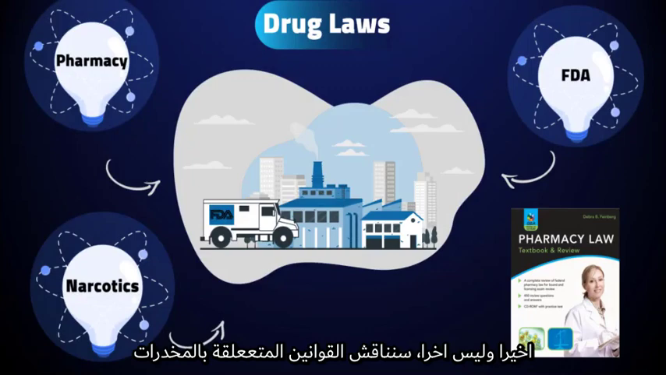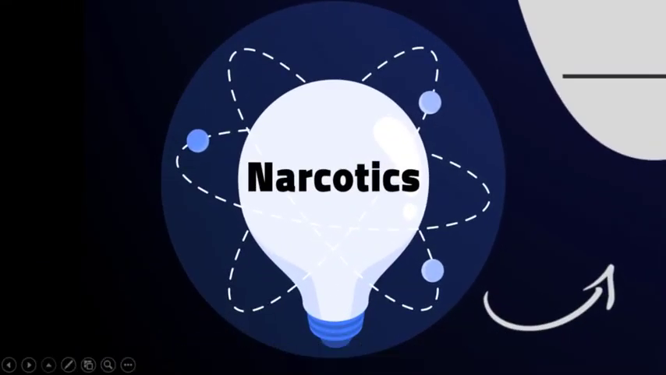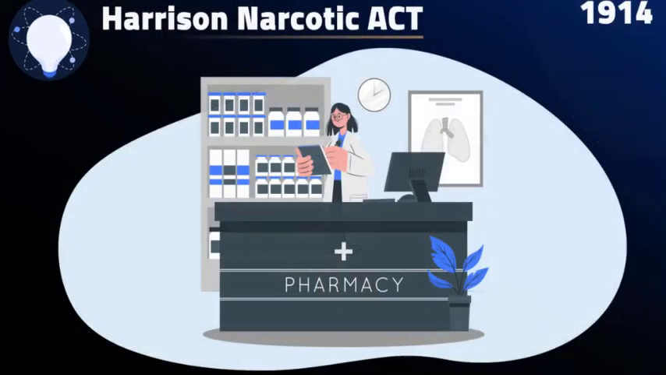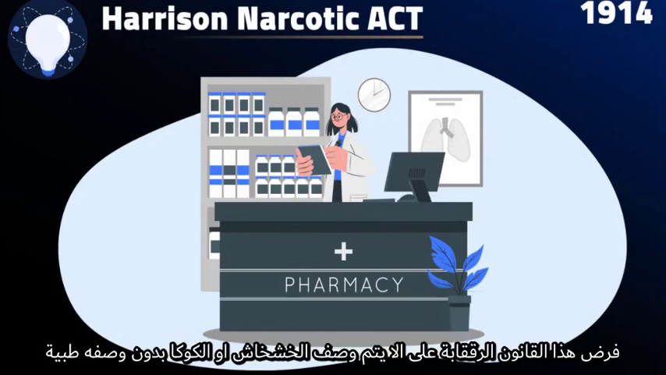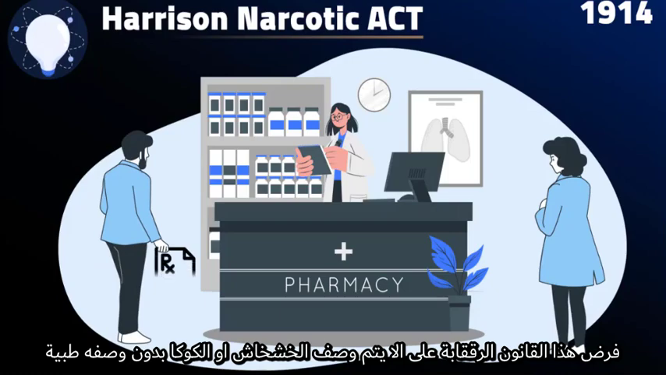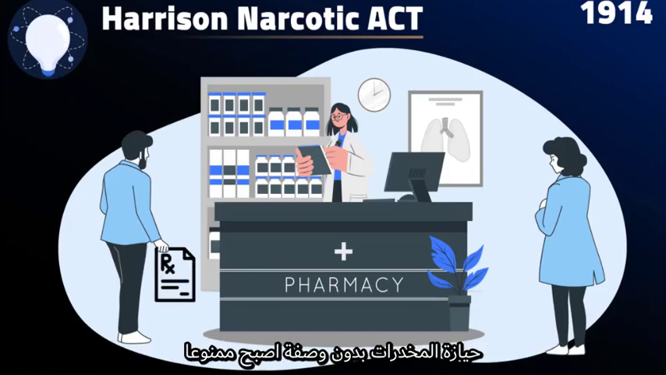Last but not least, we will go over the laws related to narcotics. 1914 Harrison Narcotic Act. This act established a record-keeping requirement for receipt and dispensing of opium or coca leaf products. The possession of narcotic without a prescription became illegal.